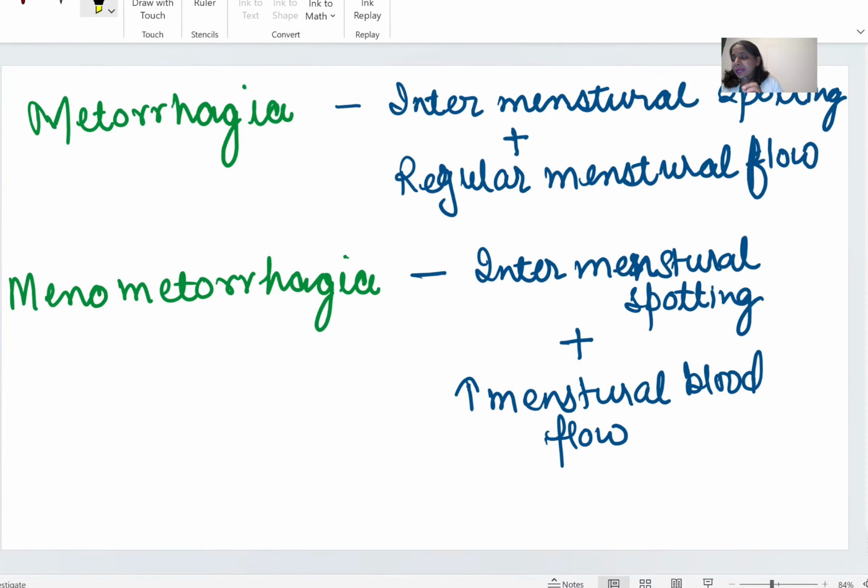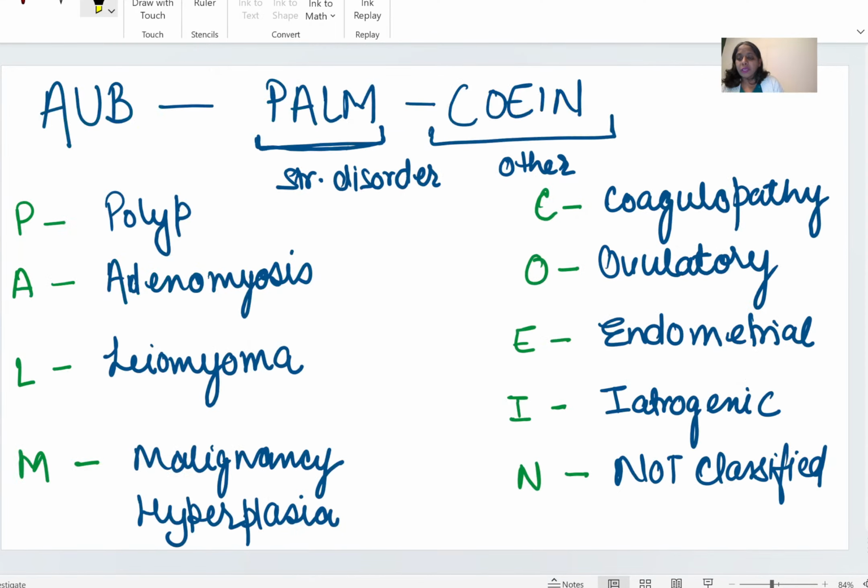What is the term metrorrhagia used for? Metrorrhagia is used for intermenstrual spotting. Along with the regular menstrual blood flow, there is intermenstrual spotting. And what is menometrorrhagia? Menometrorrhagia is intermenstrual spotting plus increased menstrual blood flow. Is it okay? Now, there is a PALM-COEIN classification given for AUB.